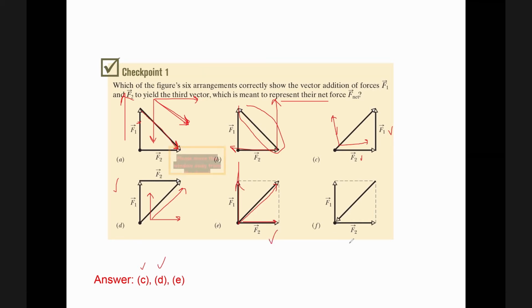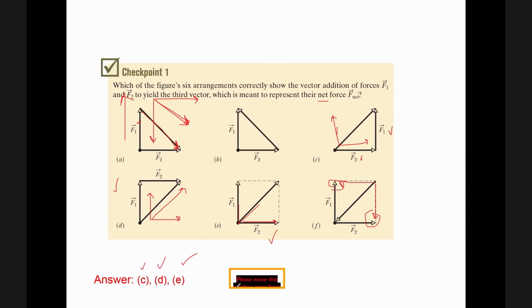How about F? F should have this component and this component, and both of them are reversed. If you notice here, both of them, so it's not. So C, D, and E are the correct components of the vectors. From the tail of the arrow, yes. It must be minus F1, correct, good contribution.